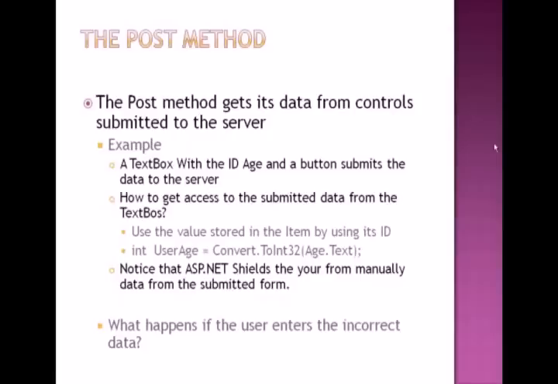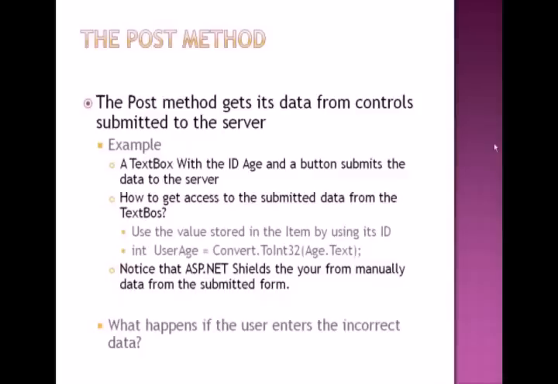To get the information from the form, if it has been sent by the post method, you put in the submit button's C# code a line that simply reads the value of the text of the text box called age and converts it into Int32, and you put it into the user age variable, which is an integer variable.